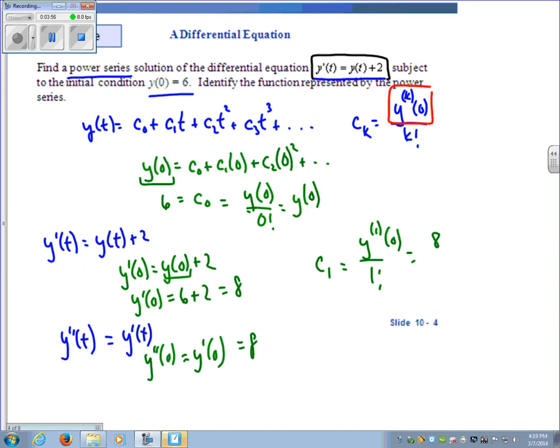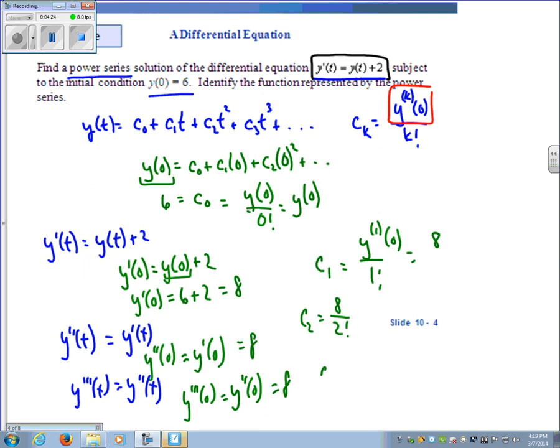So that means my c2 is going to be 8 over 2 factorial. And you can see that it's just going to follow for every derivative after that. The third order derivative at t will be the same as the second order derivative by taking the derivative of both sides. So y triple prime of 0 is the same as y double prime of 0, which is 8. That means c3 is going to be 8 over 3 factorial. Now I've got those coefficients that I needed.